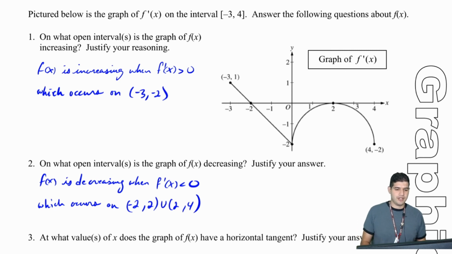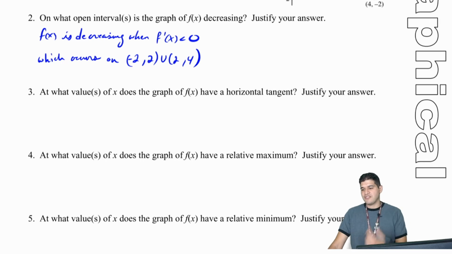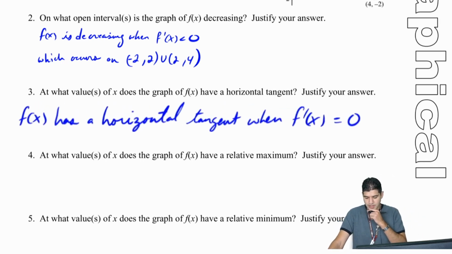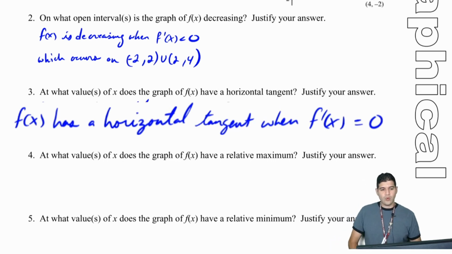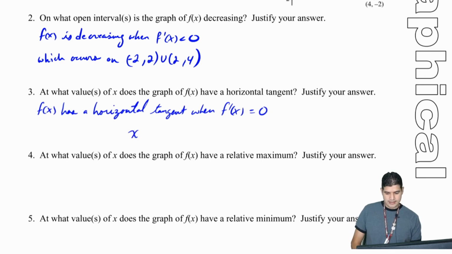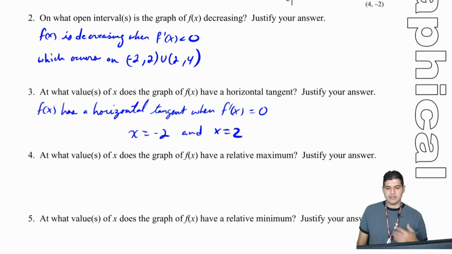So that's how you can take that possible 2 where it's equal to 0 out of your final answer. Now from our graph, we want to see at what values of x does the graph of f of x have a horizontal tangent? Well, we have a horizontal tangent when f prime of x equals 0. So when is f prime equal to 0? Well, that happens when x equals -2 and x equals 2. So that's where the graph of f has horizontal tangents.